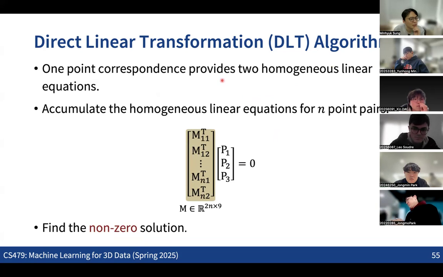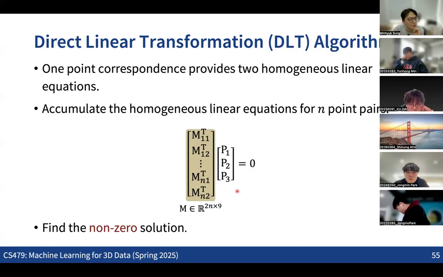So for every pair of points, we have 2 equations. As we have n point pairs, we can accumulate all the homogeneous linear systems. By accumulating all of them, we can solve this equation, finding the non-zero solution for this. So this is something about linear algebra. And since we are running out of time, I'm going to get back to this point and see how exactly we can calculate this next time.